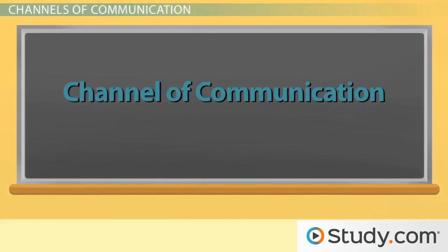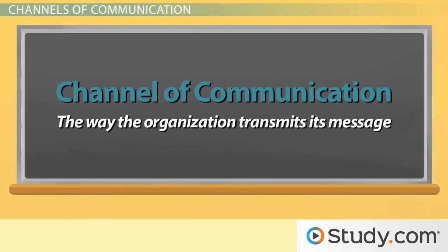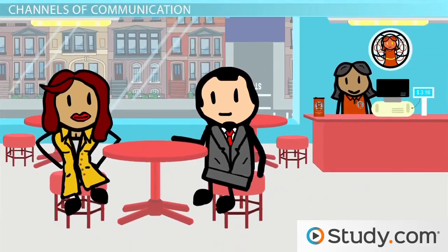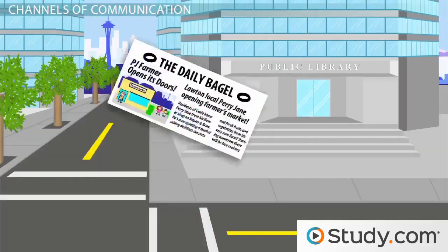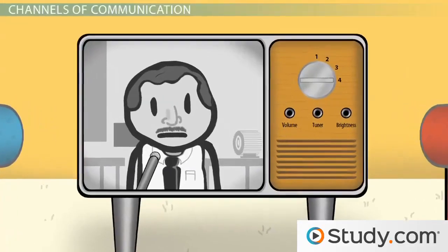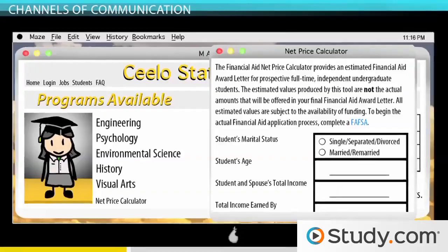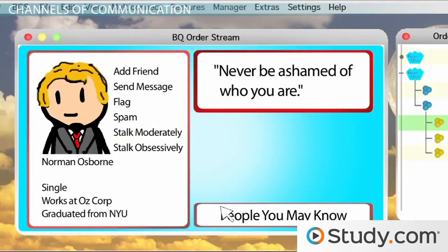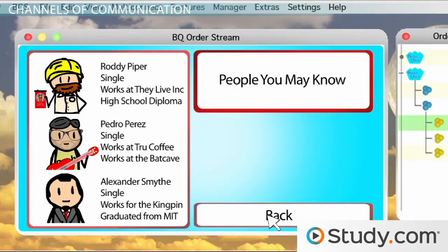A channel of communication is simply the way the organization transmits its message. Communication channels include face-to-face communication, print media such as newspapers, magazines, flyers, and newsletters, broadcast media such as radio and television, and electronic communication such as websites, social media such as Facebook and Twitter, and email.